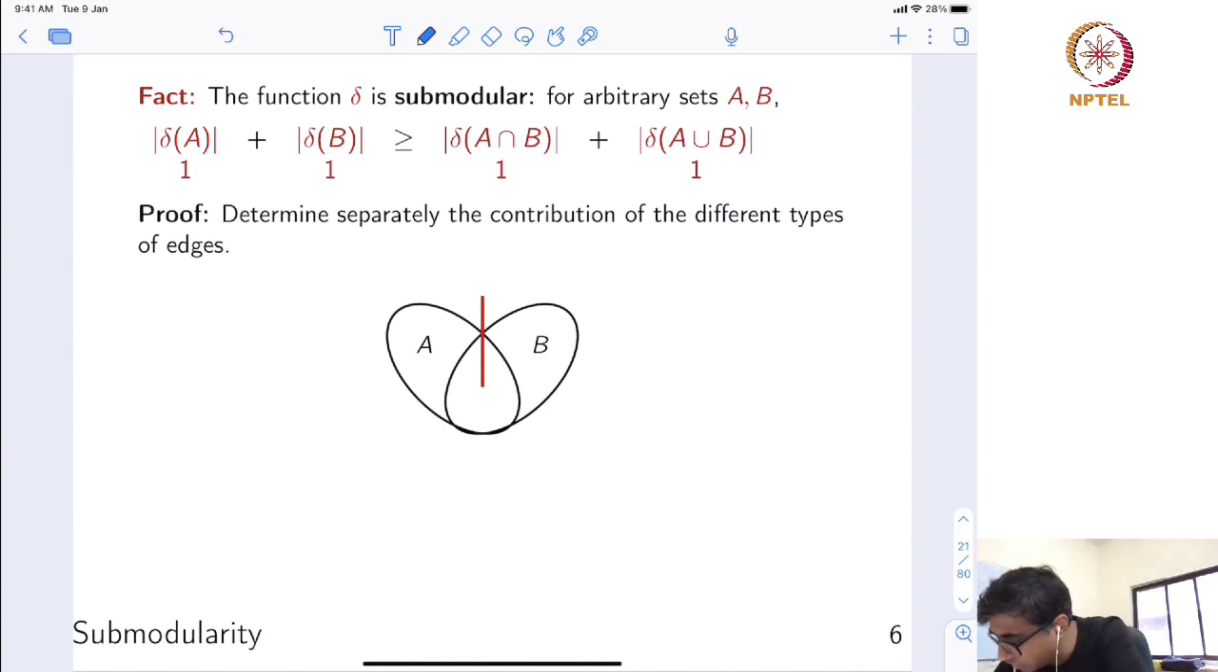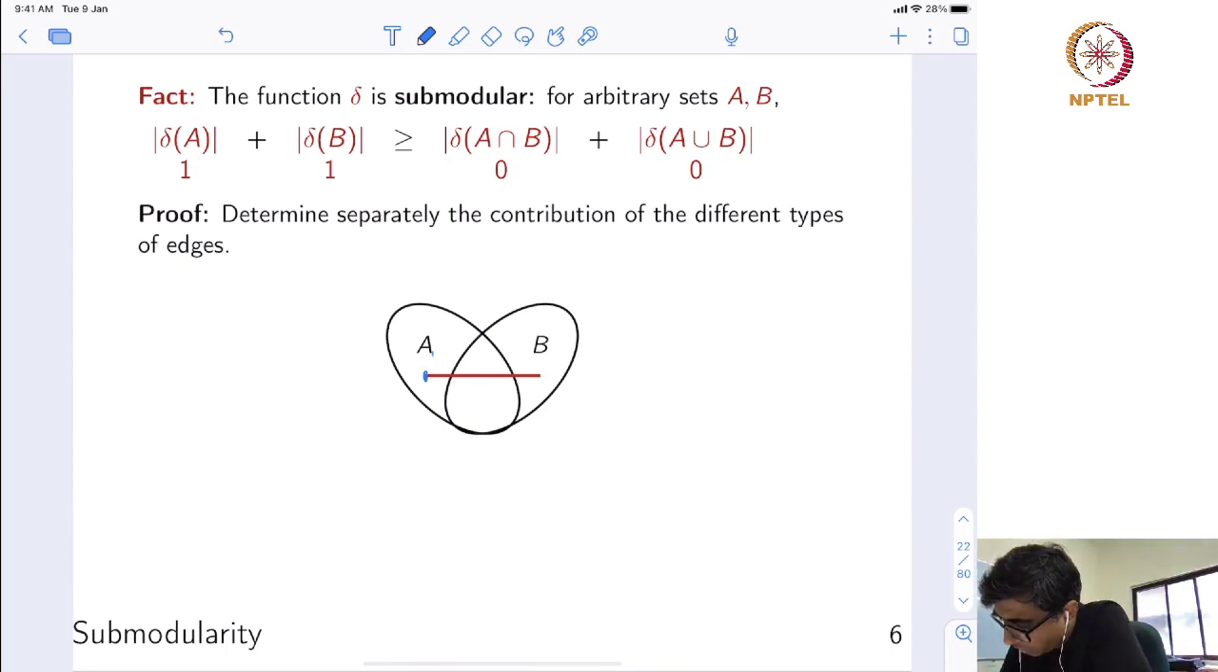Now what about an edge which has one vertex in the intersection and goes outside? Then you notice that it contributes to both A and B on the left hand side, as well as to both A intersection B and A union B on the right hand side. Again, the contribution to the left hand side is at least as much as its contribution to the right hand side. Okay. Now what about an edge which is like here? What is the meaning of this? This is an edge with endpoint in U and endpoint in V. So from V's perspective, U is inside A.